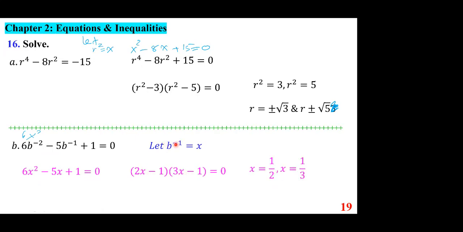When we have this one, please understand the following, class. b to the power of -1 means 1 over b. So if 1 over b is equal to x, that means x and b are reciprocals. So if x is 1/2, b is 2. If x is 1/3, b is 3.